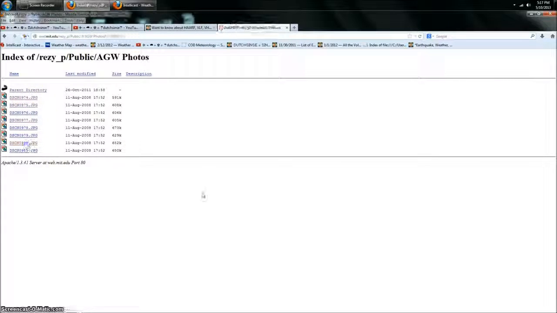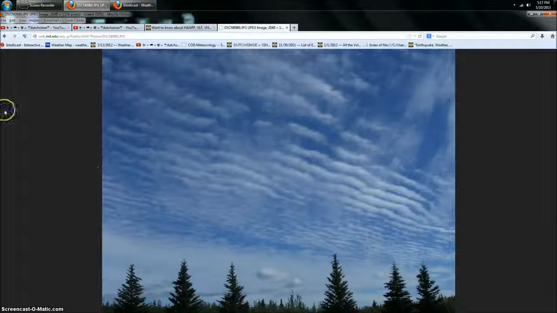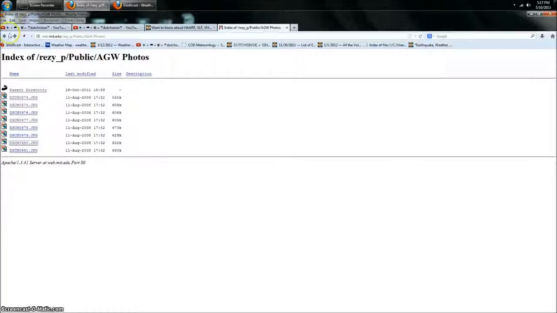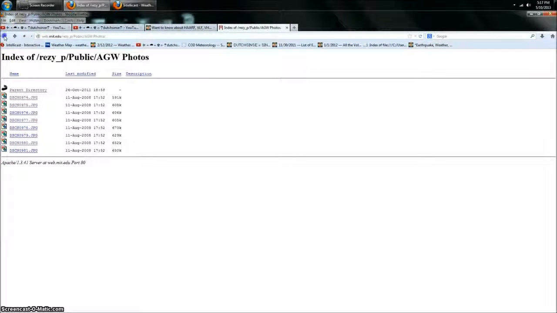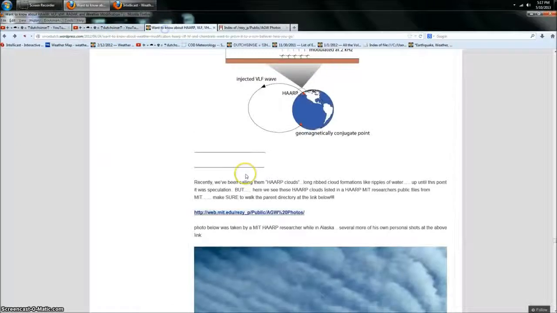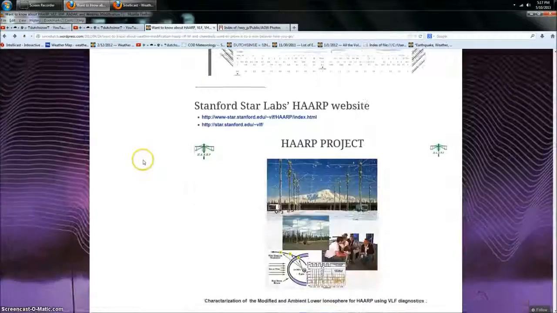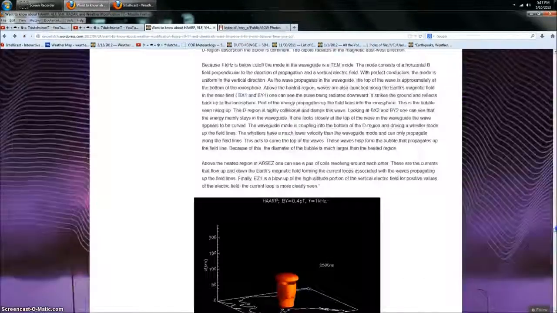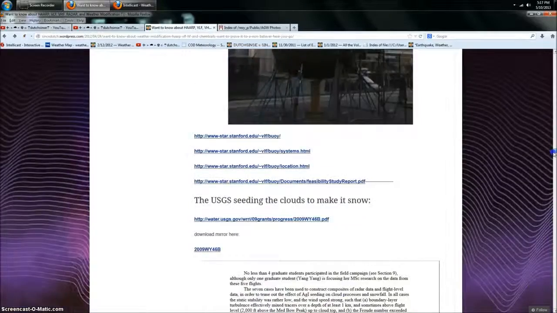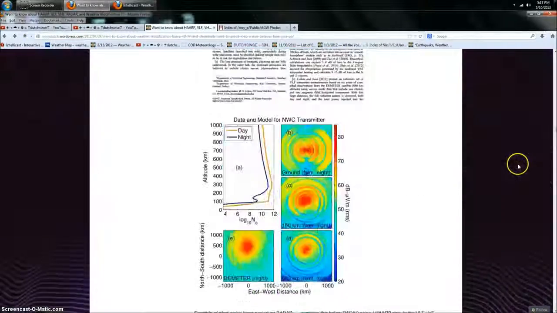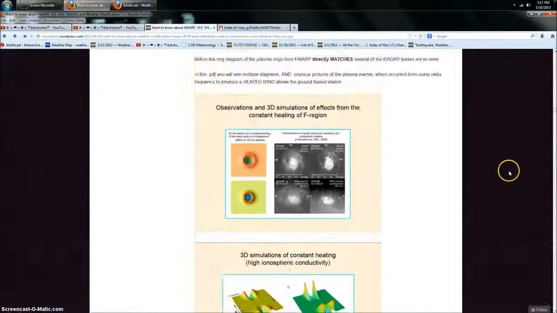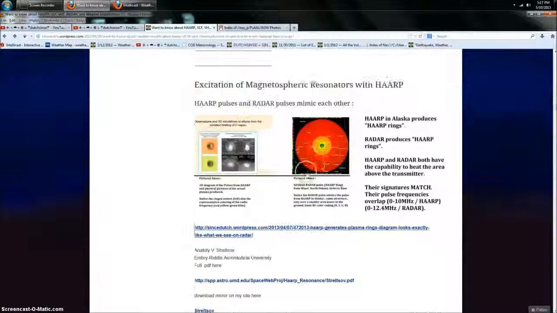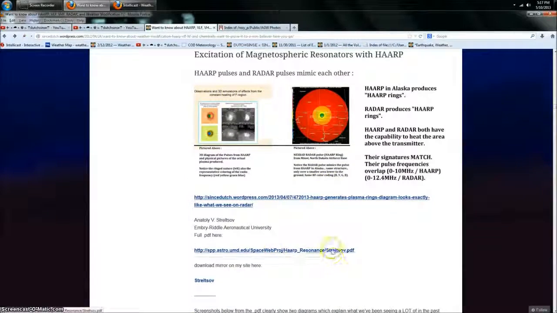AGW photos. Nothing but pictures of what we would call HAARP clouds, which really are very low frequency propagating global waves, as they're called. And we've documented that as well. You can come over here and read all about global waves and how they're supposedly made, man-made, by HAARP and other facilities. And we can just show you that here really quick. And that's in this PDF here, which also proves HAARP rings. It also talks about global HAARP resonance waves.